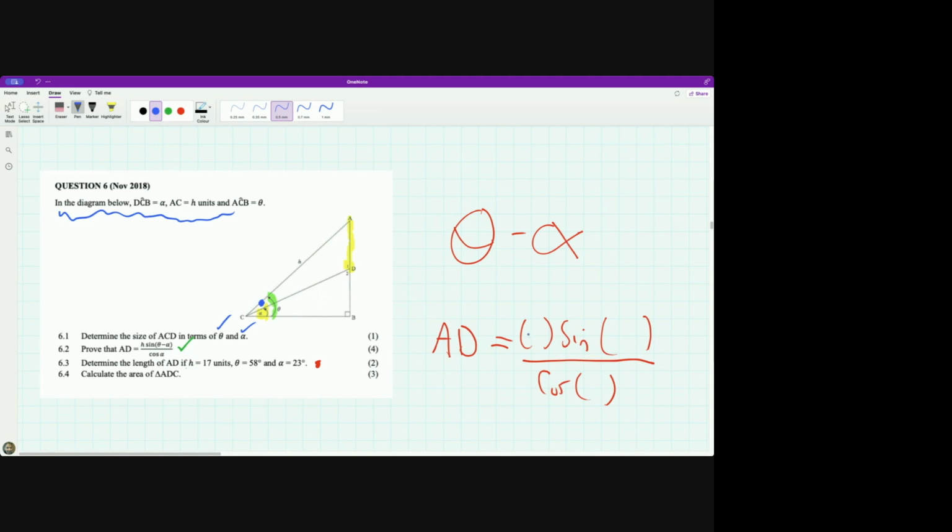H is 17, so I've used that. Theta is 58, so we go 58 minus, what is alpha? Alpha is 23. Do that. And on the bottom, I've got cos of alpha, so that would be 23 as well. So I literally use this to help me. I plug those values in. What do I get for AD? What are you getting for AD?